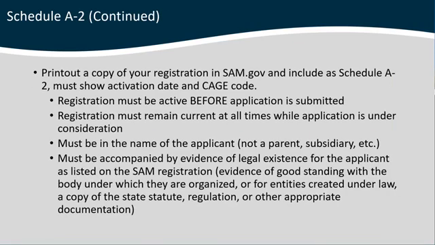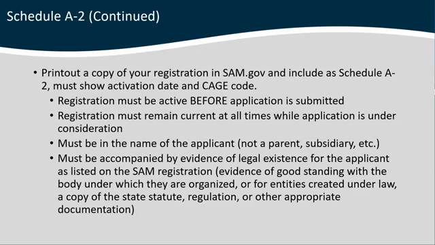So what we ask for in Schedule A2 is a printout of a copy of your registration in SAM.gov and include that. It needs to show the activation date and the CAGE code. Registration must be active before the application is submitted. Registration must remain current at all times while the application is under consideration.